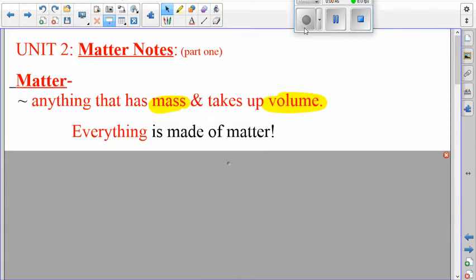Everything is made out of matter. Okay? Everything. Laura, her mask, her hair, her clothes, her pencil, her paper, her phone, her table, her chair she's sitting on. Everything is made out of matter. The air she's breathing out right now, made out of matter. Okay? It all has mass, it all has volume. Anything you can think of.